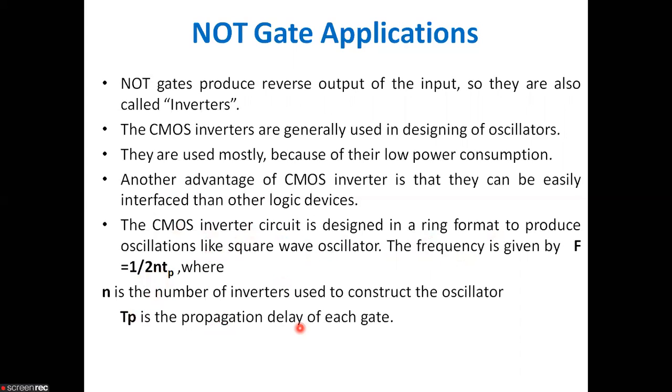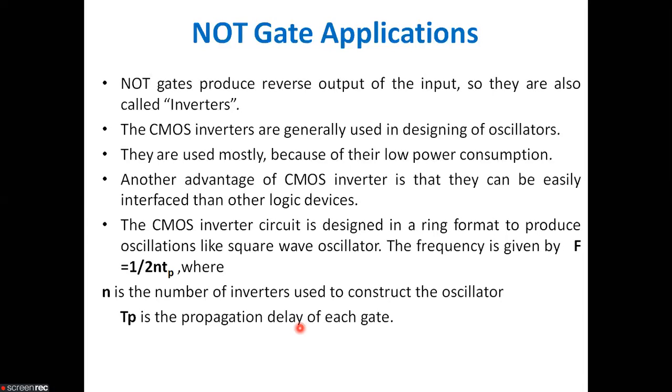Propagation delay means, suppose I have a gate. Suppose the name of the gate is A, the input is B, and the output is C. When we give the input B and get the output C, there is some delay in between before getting the output. That is the propagation delay. That is, the input traveling through the gate will have some delay. This is the propagation delay, which is a very important term in digital electronics.